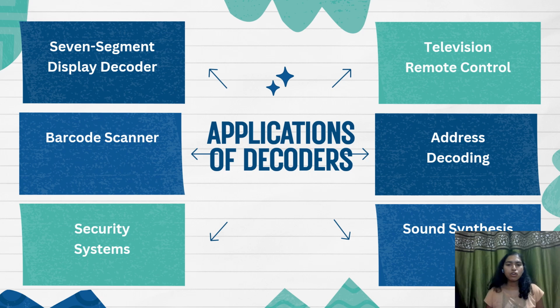So at last we will see what is the application of decoders. Decoders are used in 7-segment display decoder, barcode scanning, security systems, television remote control, address decoding, and sound synthesis.